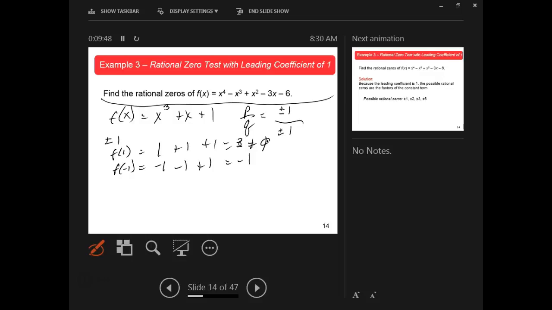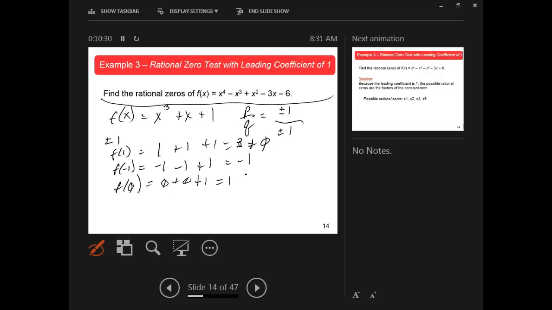There is a number between plus 1 and minus 1, a real easy one. Let's plug in a 0 here. 0 plus 0 plus 1 is equal to 1, and that also is not equal to 0. So now we've narrowed it down. We know that your real zero has to be between 0 and minus 1. At least one real zero is there, but we don't know what it is. The rational zeros test will not give it to you.